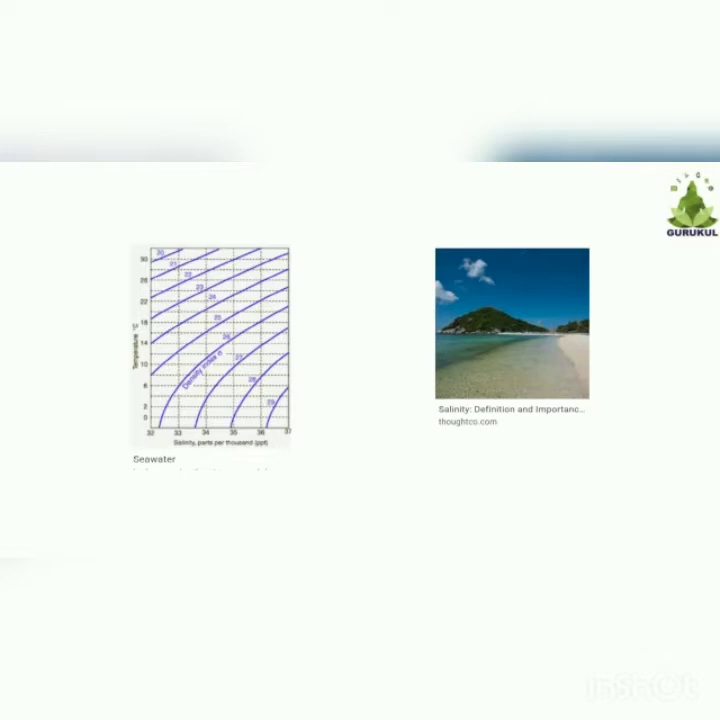Landlocked seas have more salinity than open seas. The Dead Sea has a salinity of 332%. Then we see the salinity of the Arabian Sea is more than the Bay of Bengal.